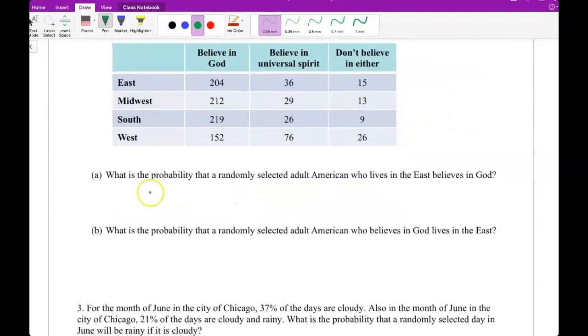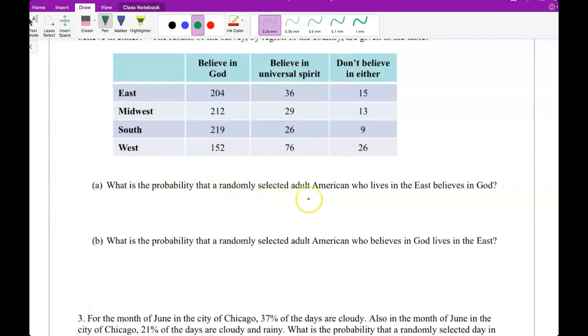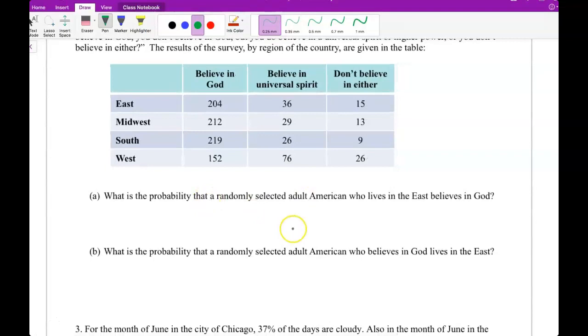We have that. Now part A, what is the probability that a randomly selected adult American who lives in the East believes in God? Who lives in the East, so this is given. What is given? And this is what the question is: if someone is living in that part, is that person believing in God? So this is the question.